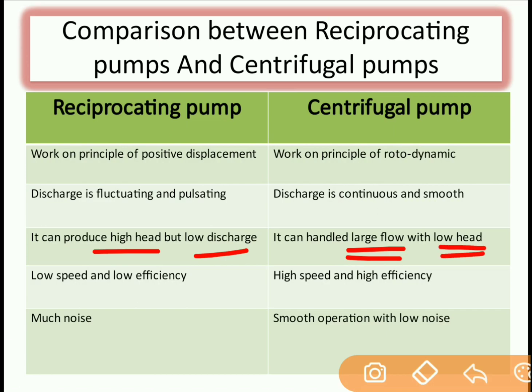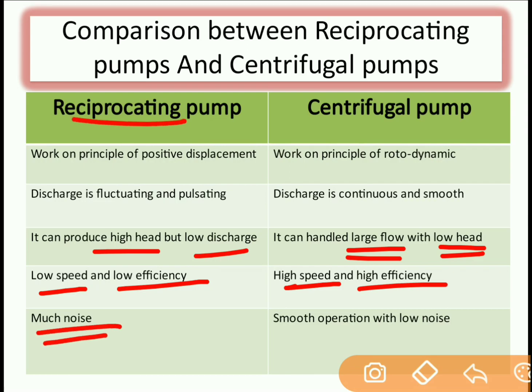Fourth point, reciprocating pumps have low speed and low efficiency, whereas centrifugal pumps have high speed and high efficiency. Reciprocating pumps are much noisier, whereas centrifugal pumps are smoother in operation.